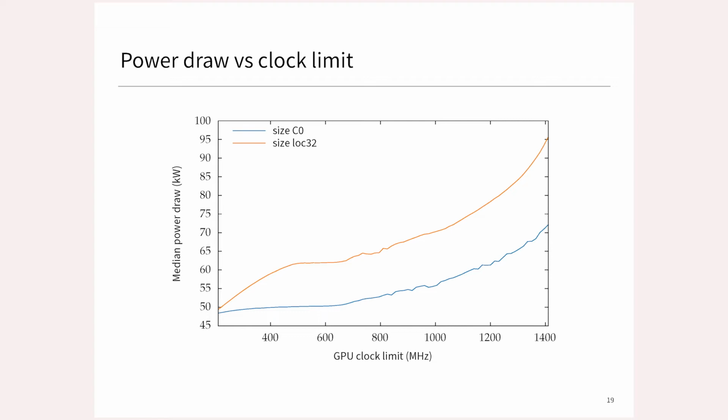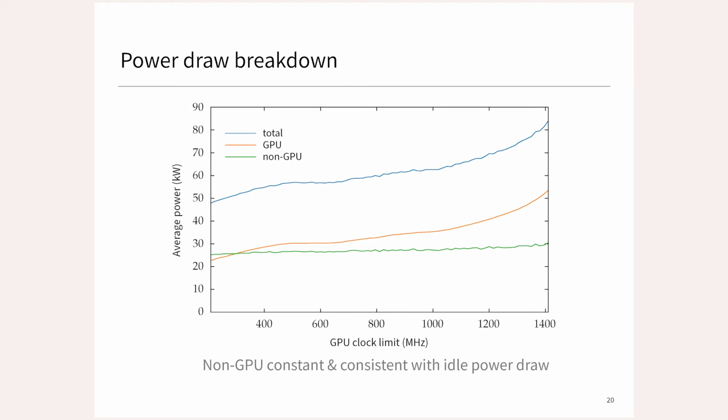Okay, so this is the total power draw. It's a kind of processing of the more messy plot you've seen before. The total power draw of the two racks versus the clock limit, and you can see that it does increase in an accelerated way as you go to the maximum frequency, to reach close to 100 kilowatts of power draw for the larger problem size.